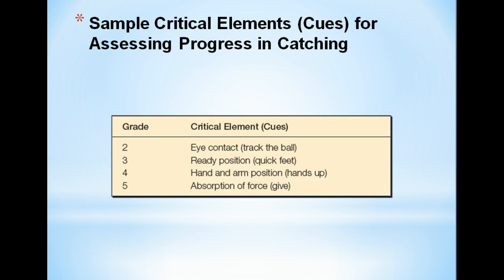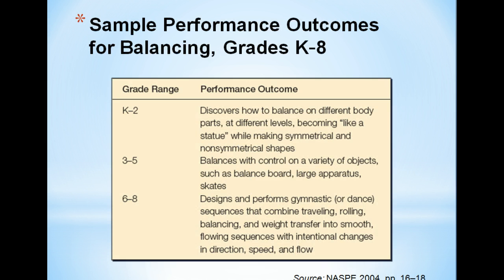We're talking about sample critical elements here, or teaching cues for assessing the progress of a student in catching. As you can see, there are 4 grade levels there, and each critical element is developmentally appropriate for each grade level. In other words, each grade level can understand what those critical elements are at the grade level. These critical elements are usually assessed in the cognitive domain, and they're assessed in dance, gymnastics, aquatics, games, outdoor activities, and so on.